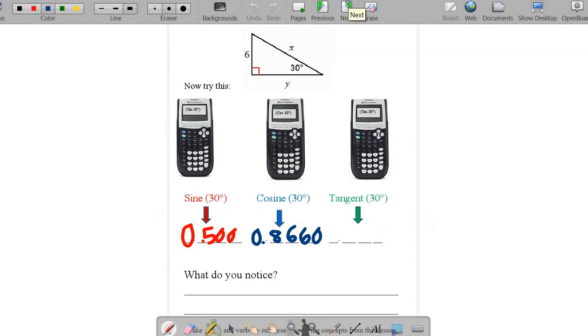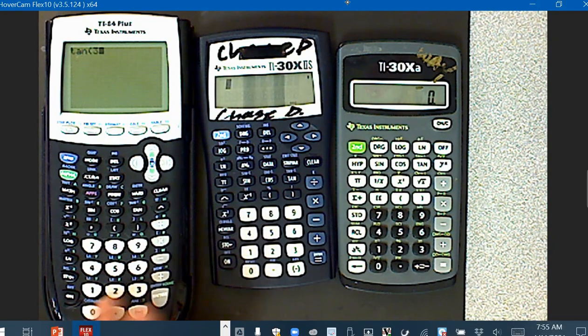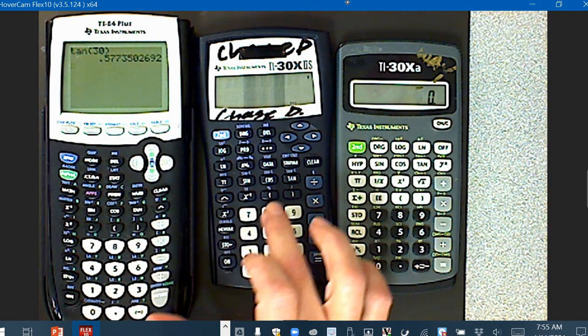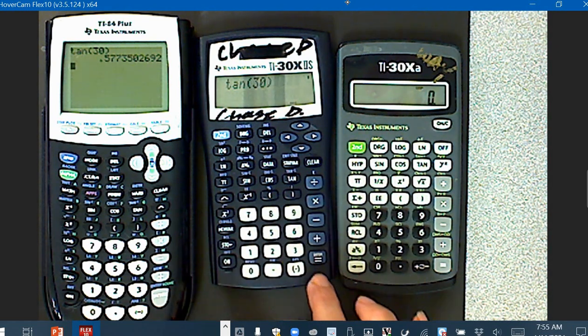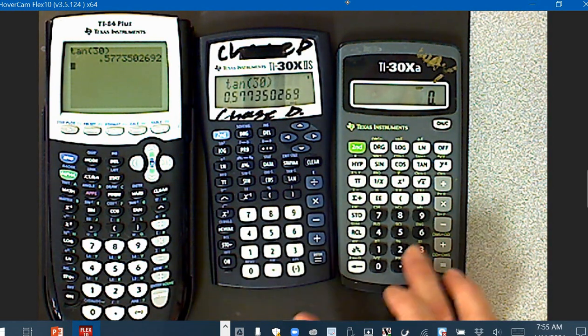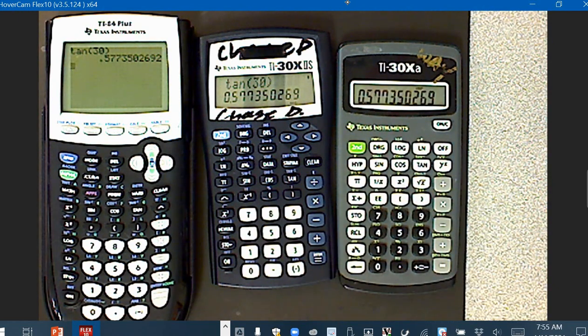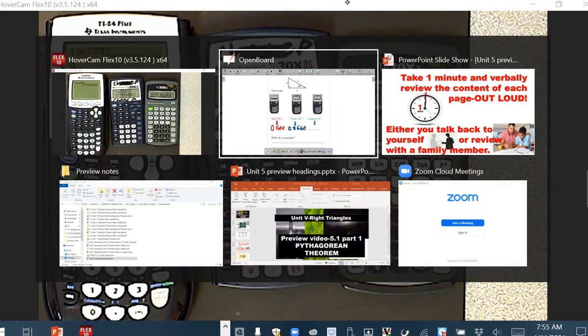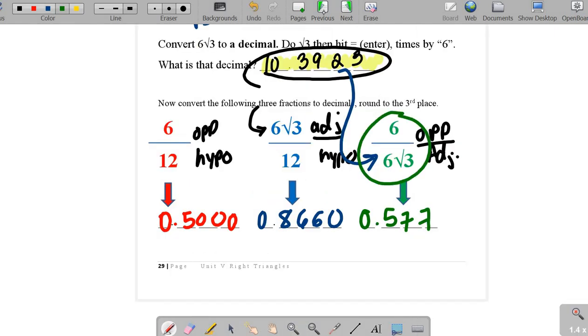What is going on here? Let's try tangent. Ready? Taking a look here. Tangent, 30, close the parenthesis, enter. This one goes the other way, 30, tan. Wow, what's up with that? Same as this, right here.